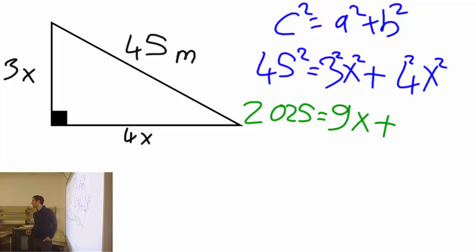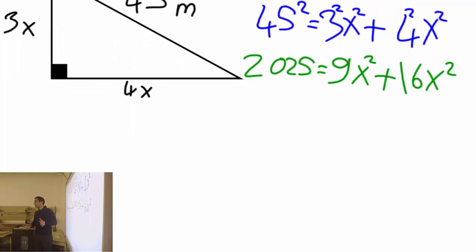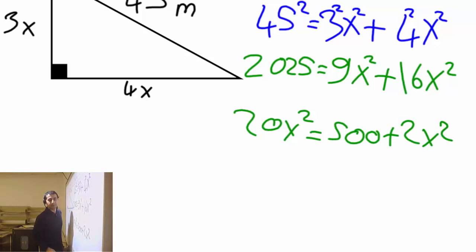I just made a mistake. Thank you. You need this. 4 square is, yes, 16x square. And I need you to pay attention here. Sometimes with the question between 15 and 20, you will have 20x square equals 500 plus 2x square.